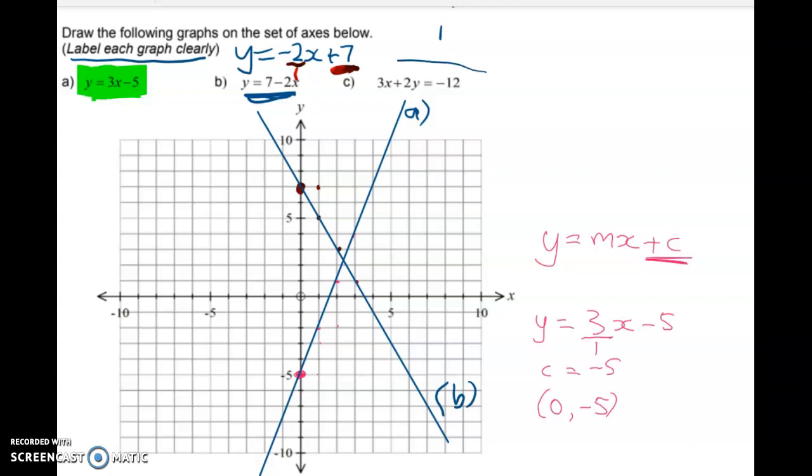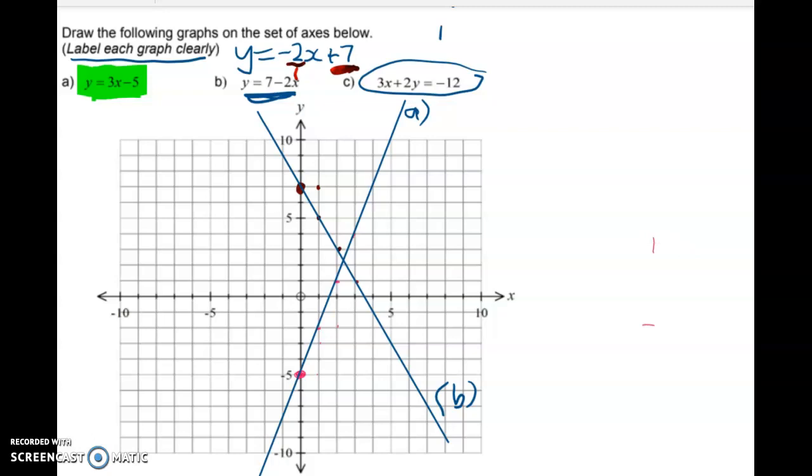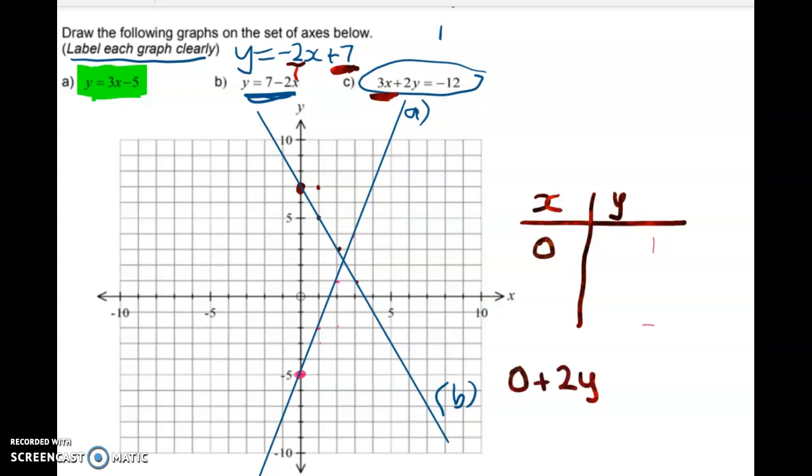Now the third one is one that we looked at in class last week, and you can do it 2 ways. You can either rearrange it to y equals mx plus c, or you can do the method of finding values that are on the line. That's what I'm going to do first. So let's have an x value and a y value. If we make x equals 0, when x is 0, we have 0 plus 2y equals negative 12. So for it to be on the line, we have to have y equals negative 6. So when x is 0, y is negative 6.